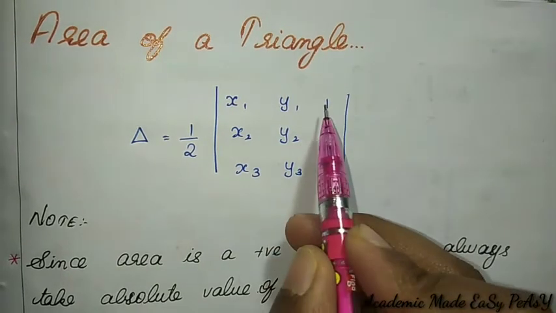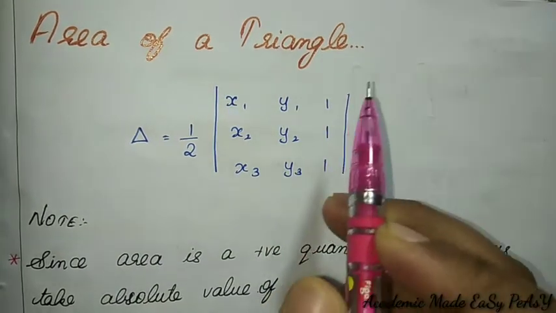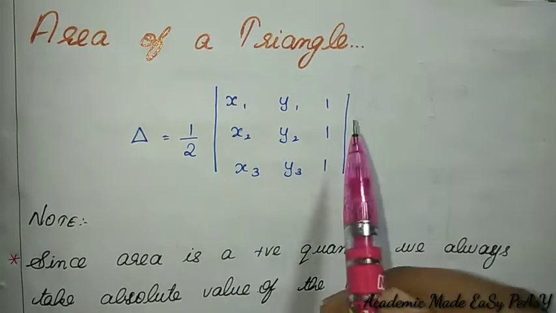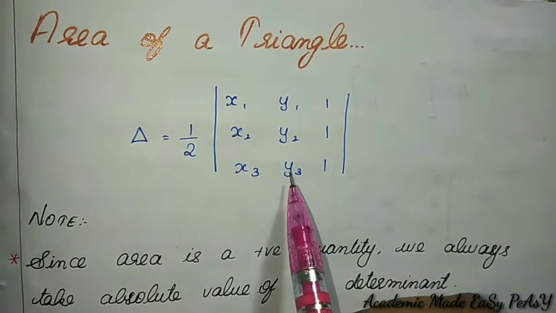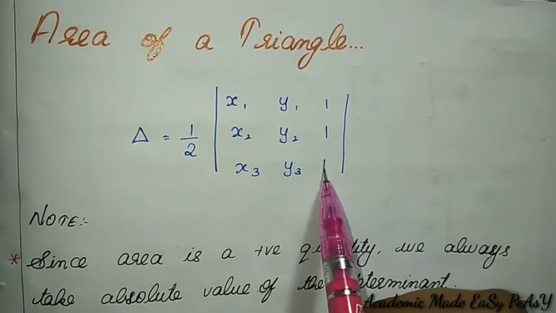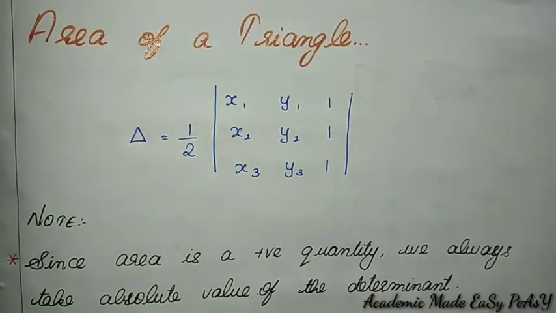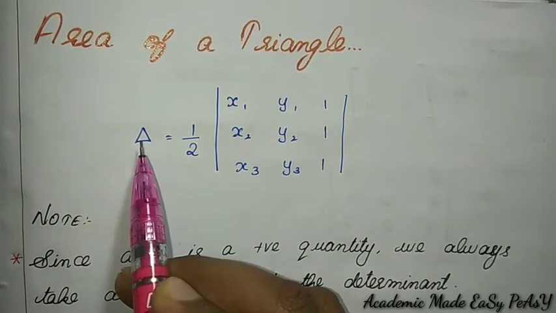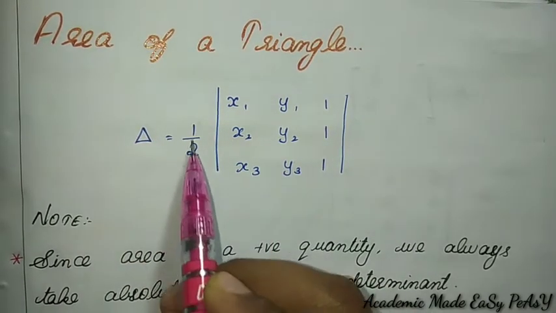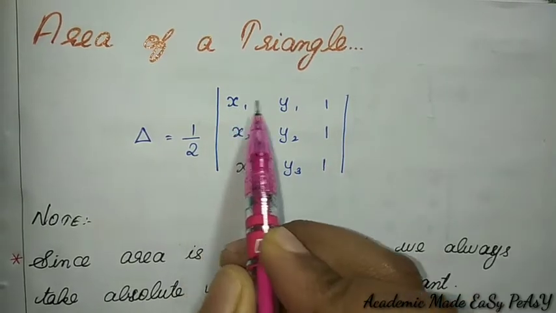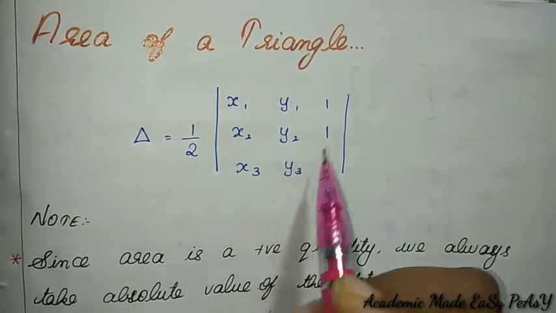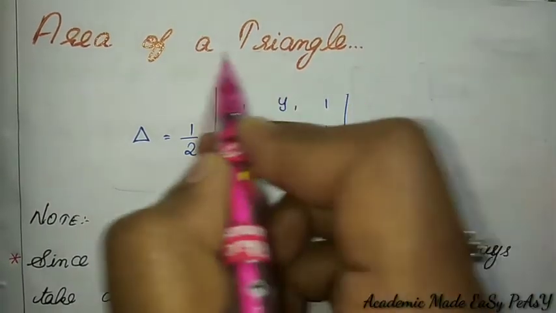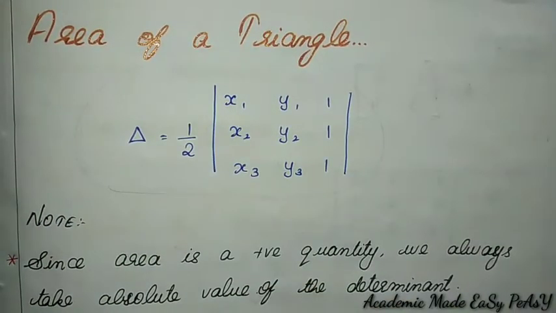So we will be using 1 1 1 over here, to make it a 3 by 3 matrix. Only a 3 by 3 matrix can have a determinant, so we are making it 1 1 1 over here, so that we will get a 3 by 3 matrix. So the triangle formula is half of this determinant, that is x1 y1, x2 y2, x3 y3, 1 1 1 over here. So that's it. This is a very easy formula to find the area of the triangle.